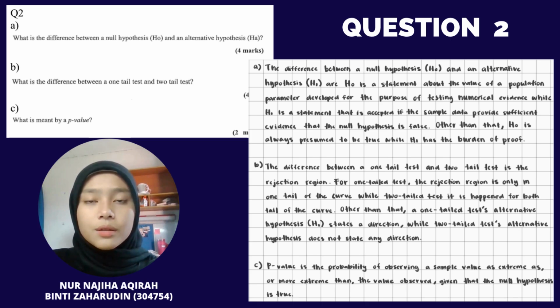Next question is question 2C, about p-value. So p-value is the probability of observing a sample value as extreme as or more extreme than the value observed, given that the null hypothesis is true.